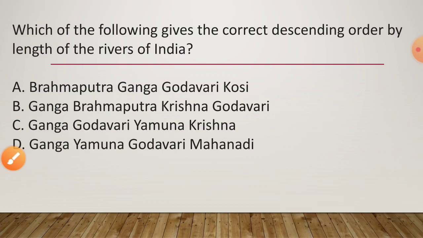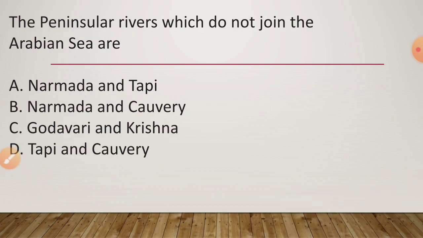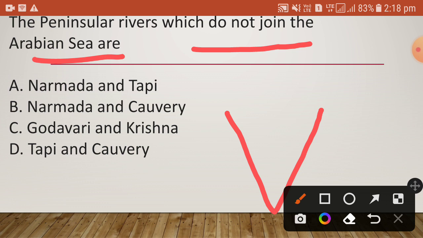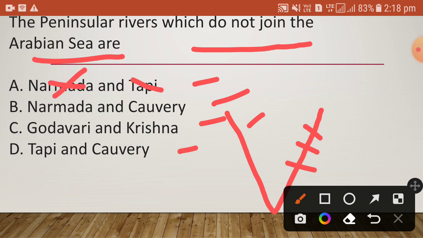Next question is the peninsular rivers which do not join the Arabian Sea. This is also another important question. As I said, many of them will be west flowing. So the question is, which of the following peninsular rivers are east flowing? You have to see Narmada and Tapi, Narmada, Kaveri, Godavari and Krishna, Tapi and Kaveri. See, Narmada is a west flowing river. Tapi is also a west flowing river. You can eliminate A, and again you can eliminate B, and again you can eliminate D. So the answer is Godavari and Krishna.